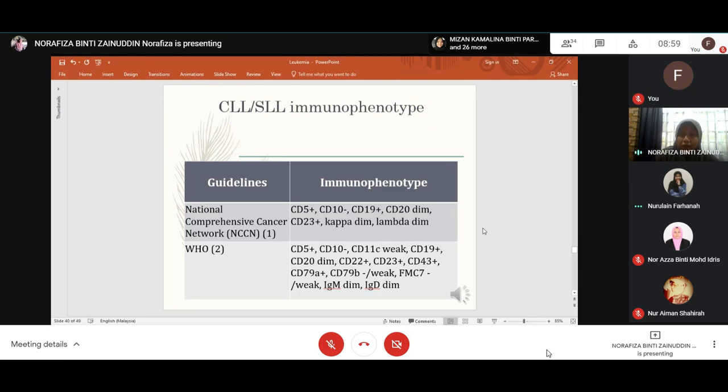Yang ini boleh hafal saya rasa, CD5 plus and also CD10 minus je ya. Yang lain tu you don't have to worry. Because I think this framework, I'm not sure for 2020, saya belum check. This framework is from 2016 if I'm not mistaken. So there might be an updated version of the immunophenotype.